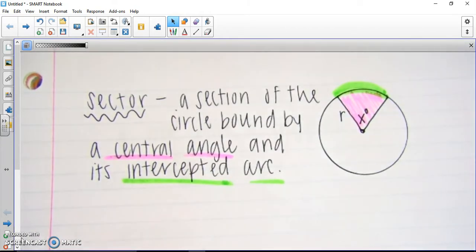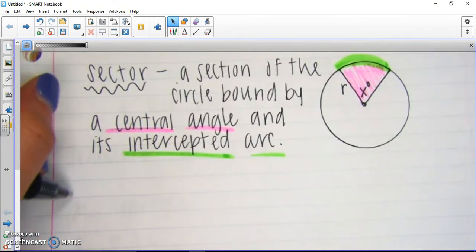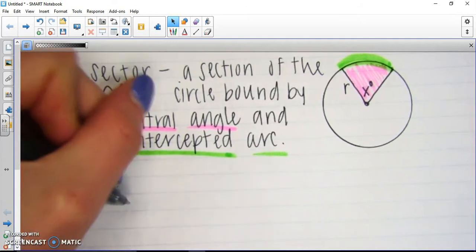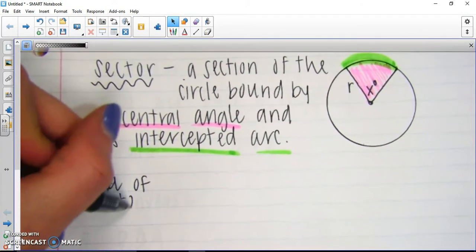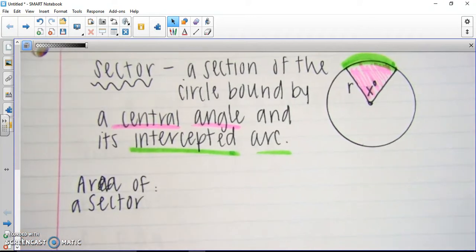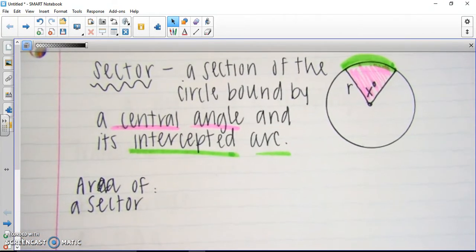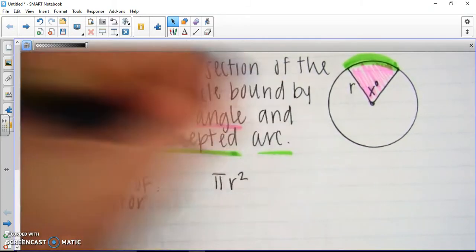Awesome. So there is a formula that we use to find the area of a sector. So how do I find the area of a sector? Area of a sector. Okay. We find it by this formula. So think about the formula for the area of a circle, right? Well, the area of a circle is pi r squared.